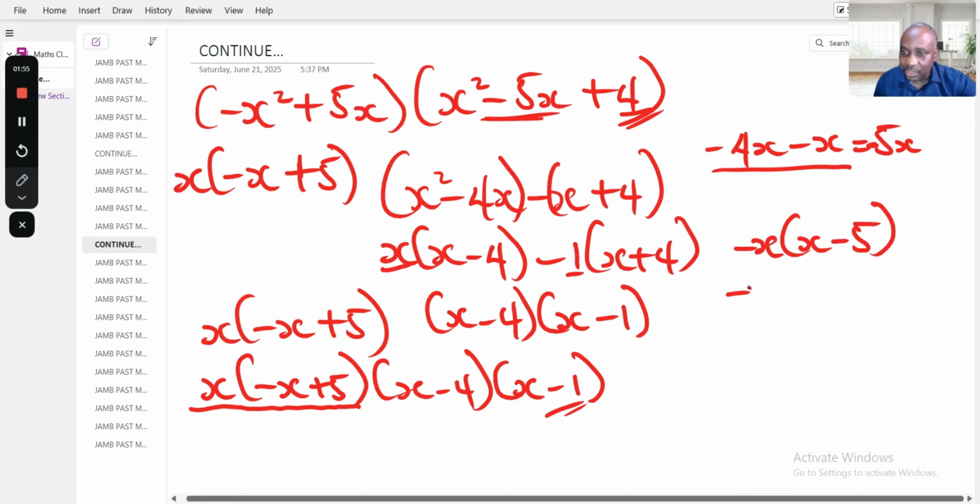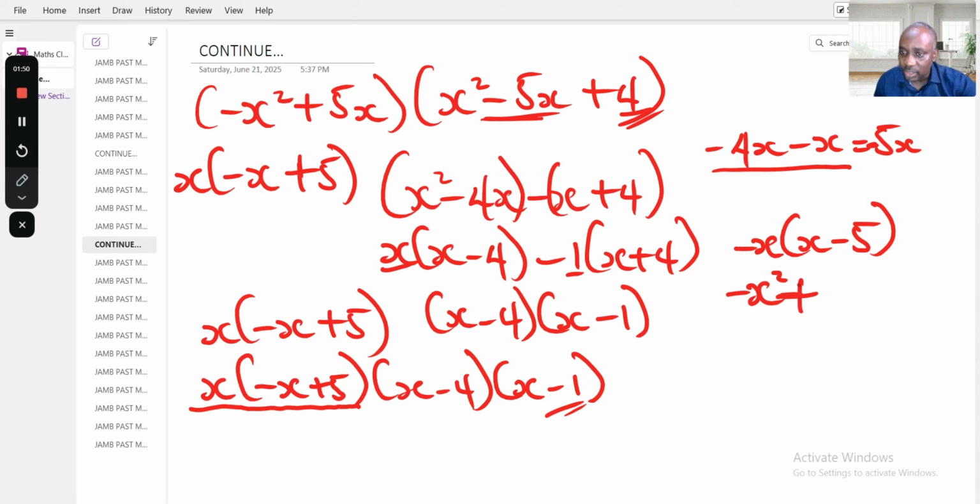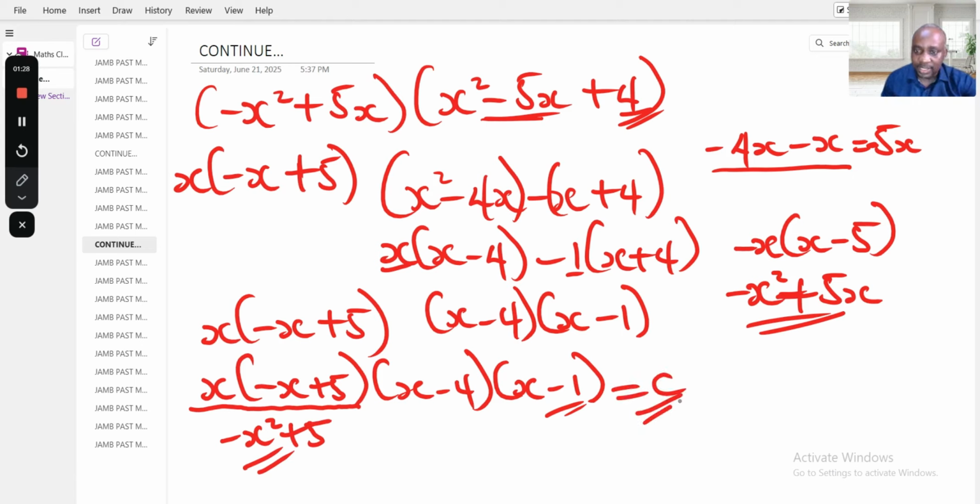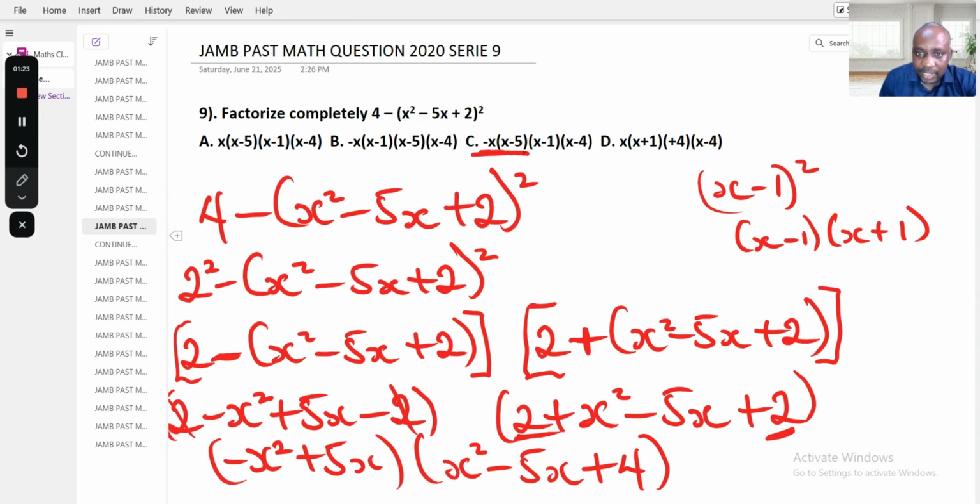Minus x times x is going to give us minus x squared. Minus times minus is going to give us what? Plus. Minus times minus is going to give us plus. x times 5 is going to give us 5x. It's the same thing as this one. If you look at it, x times minus x is going to give us what? Minus x squared. x times 5 is going to give us 5x. It's the same thing as this. Therefore, our final answer is going to be what? C. Let's go to the C. Minus x bracket x minus 5, x minus 1, and x minus 4. Our final answer is what? C.